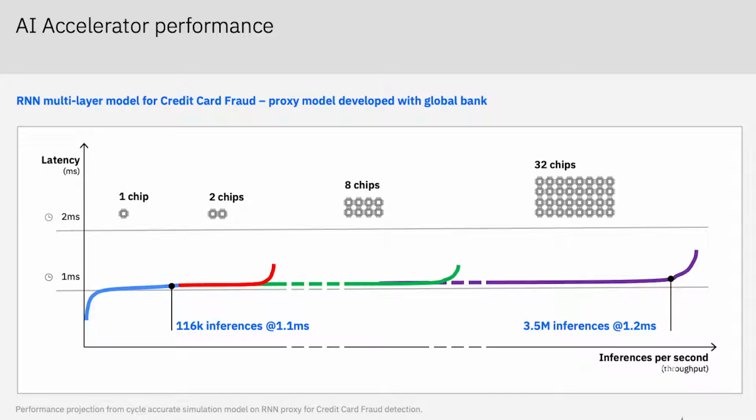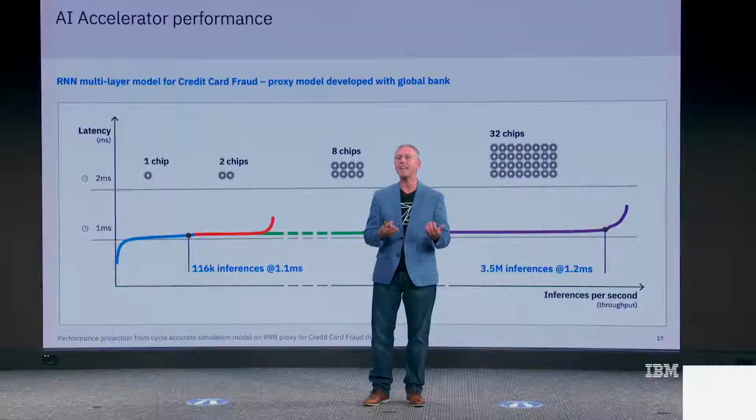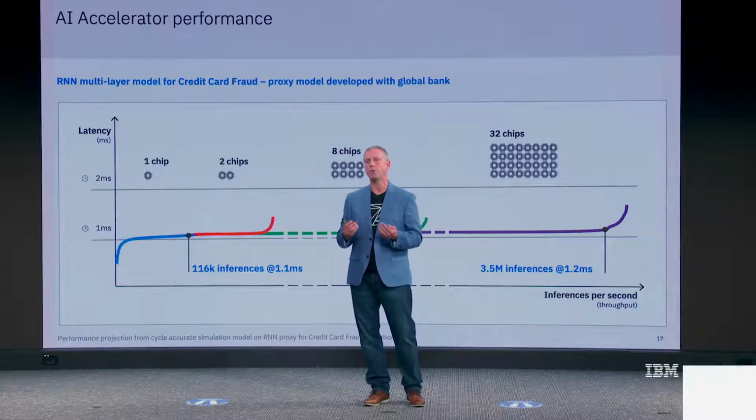And then as we scale that system up from 1 chip to 2, up to 8 and 32 chips, we can perform inference on more than 3.5 million tasks, and the latency still stays very low at only 1.2 milliseconds. Now, this is only running the AI inference tasks. We are not actually running the credit card transaction workload. But it does show that Telum's AI accelerator has the capacity to provide low latency, real-time inference at massive scale so that it can be directly embedded into the transactions at very high bandwidth.